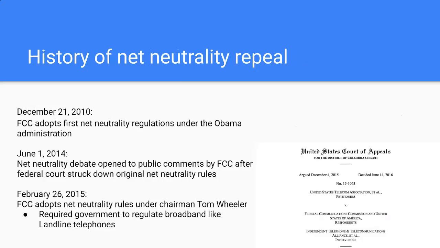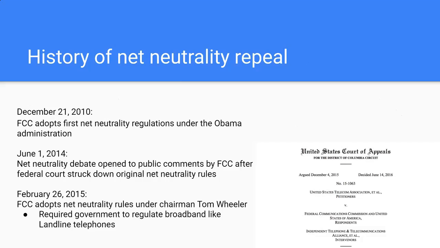So starting down this timeline of net neutrality's repeal, on December 21st, 2010, Obama's administration's FCC adopted its first net neutrality regulations. These regulations required ISPs to be transparent about their rates and prohibited them from blocking or slowing down their customers' ability to view information.